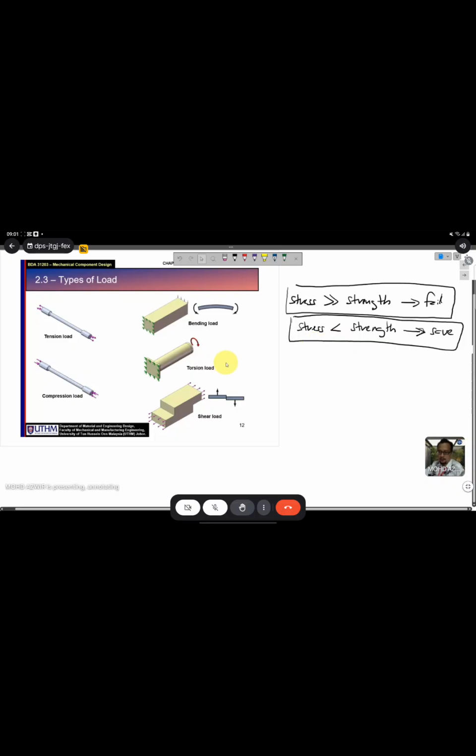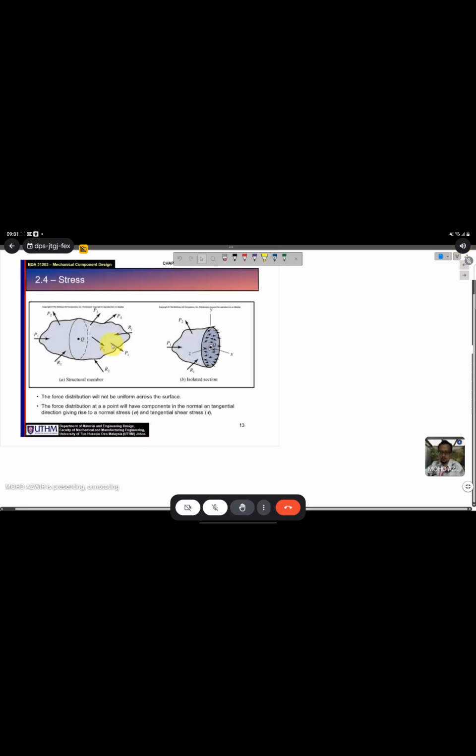So from that force, you can see that there are a few kinds of force: tension load, compression load, bending load, torsion load, and shear load. From all these forces, if you want to calculate the stress, you need to use a different equation. Not everything is stress equals force divided by area. It depends. For tension and compression, you can use force divided by area. For bending, torsion, and shear load, you need to use other equations to calculate the stress. So what is the formula?